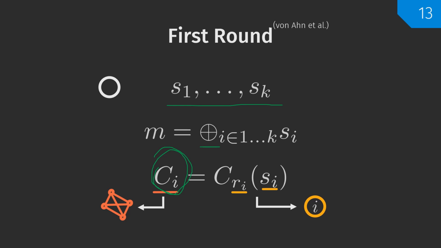In the first round, we forward the SIs and respective RIs that are required to compute the commitments to our neighbors with the number I. So after the first round, everyone has a set of secrets and a second set of randomness and can validate the published commitments.